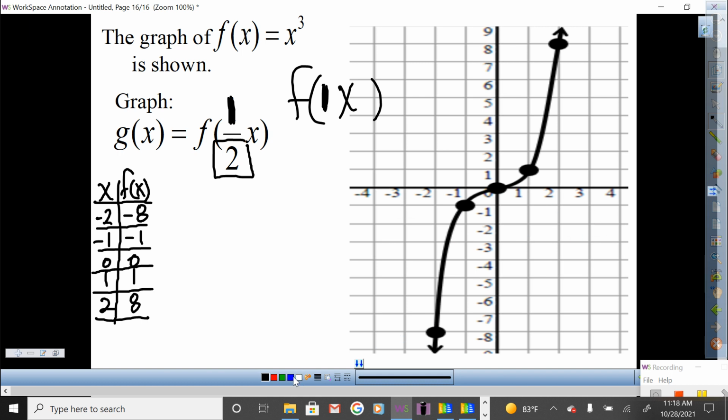If that's true, then I need a table to see what's going to happen to my original function. So copy this, please. We got x.